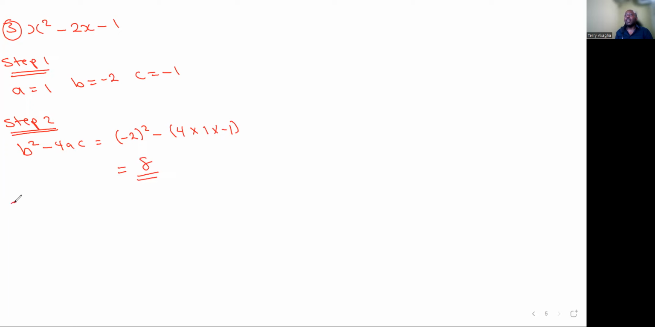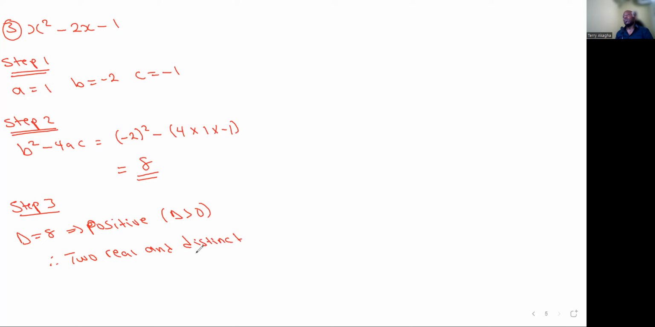So that means if we want to analyze this, step 3, we know D is equal to 8. So 8 means what? This is positive. All right, so because it's positive, that means we know that D is greater than 0. And I told you that when D is greater than 0, if you check it, it's going to give you 2 real and distinct roots. Is that making sense? So if you check the table, you have 2 real and distinct roots.